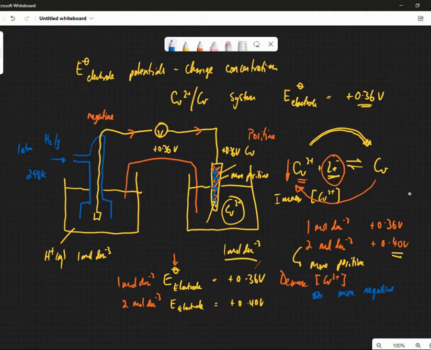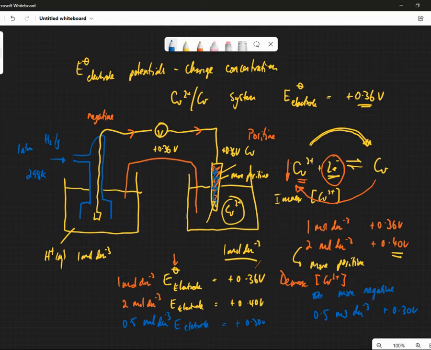And I'm going to guess, I don't know. So if I say 0.5 moles per decimeter cubed, I'm going to say maybe it's going to go to 0.3 volts. Is that clear? So we have E electrode here, and I'm going to say 0.3 volts, and this is 0.5 moles per decimeter cubed. Now, this is always the case. If I increase the concentration, the electrode potential will become more positive, and if I decrease the concentration, the electrode potential will become more negative.